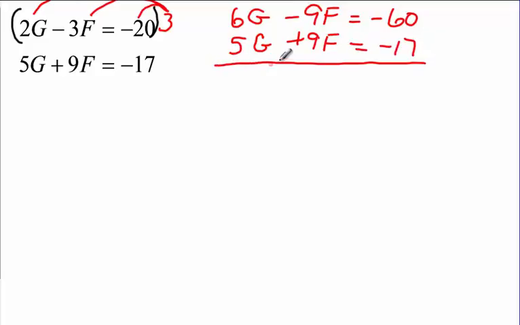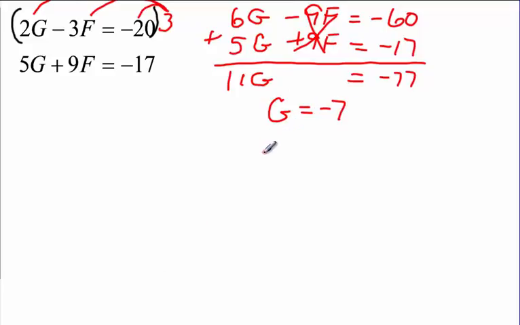When I add these two equations, I get 6g plus 5g is 11g. Then my 9f and negative 9f cancel each other out. And negative 60 plus negative 17 would be negative 77. When I divide by 11, I find out that g is equal to negative 7.